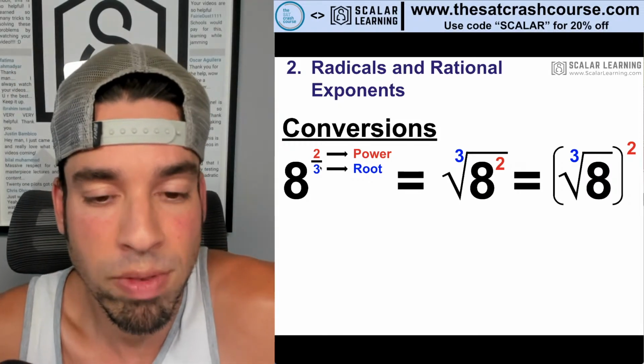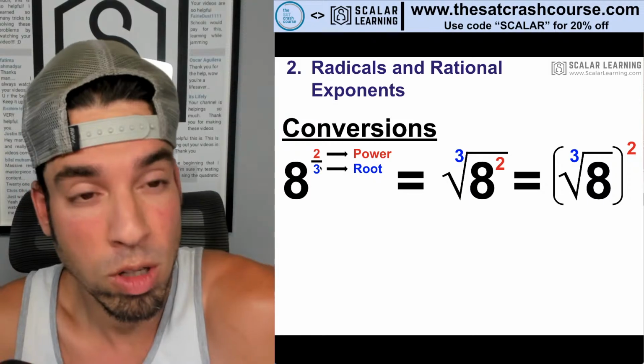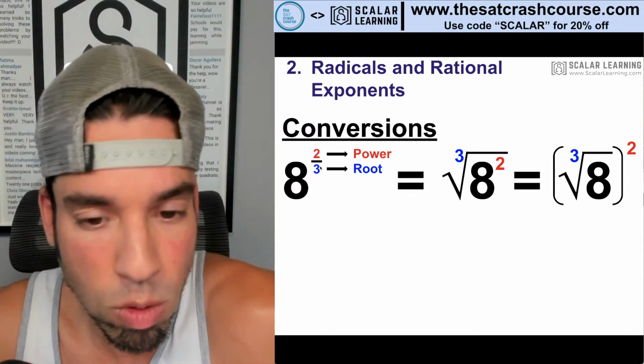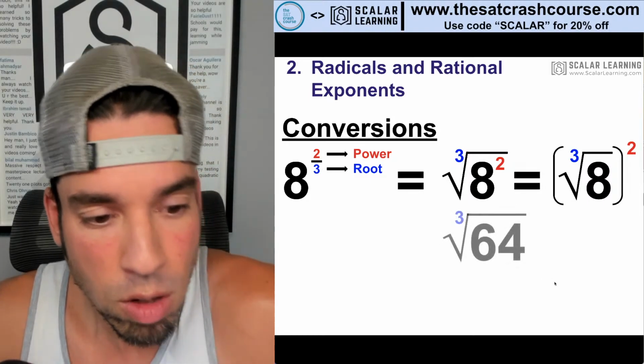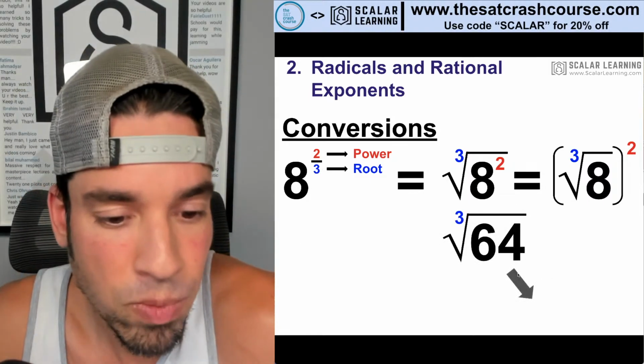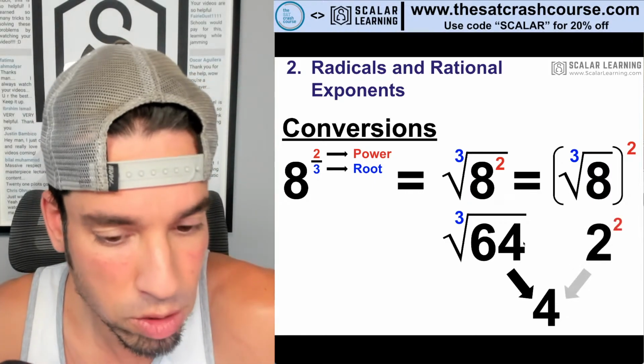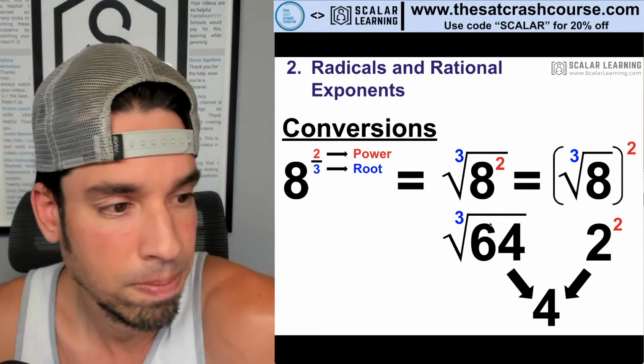What is the cubic root of 8? That is 2, right? Smaller number, easier to get that answer. 2 times 2 times 2 is 8. What's 2 squared? It's 4. So now I'm going to show you how we do those written out. Same thing: the cubic root of 64, which is 4, or the cubic root of 8, which is 2. 2 squared is 4. Same answer, done.